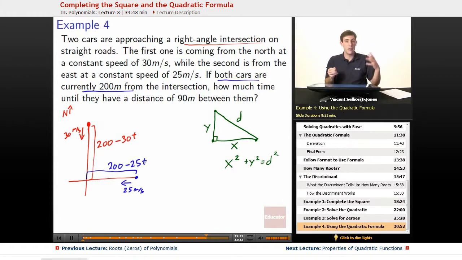The red one, the north car, is coming at 30 meters per second. So for every second that goes by, it will have moved 30 meters towards the intersection. So it will be 200 minus 30t. And the blue car, the east car, will be 200 minus 25t, because for every second, it moves 25 meters towards the intersection. At this point, we've got a real understanding of what's going on. We can now put this d in here, and we can connect all of these ideas.